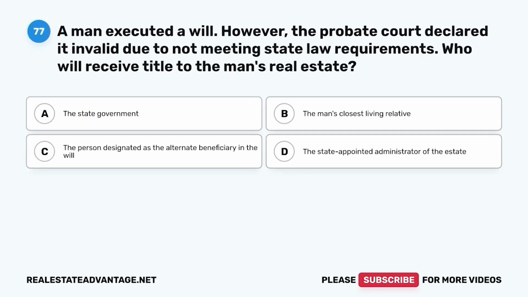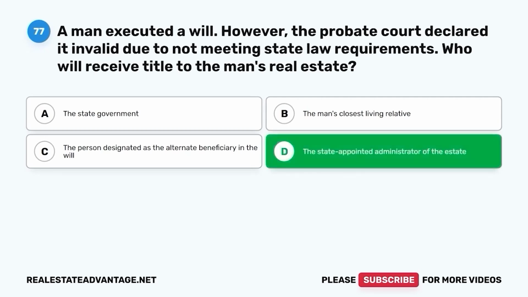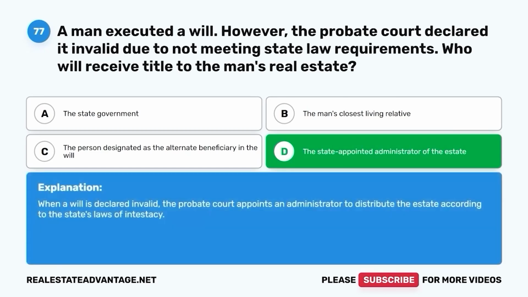Question 77. A man executed a will. However, the probate court declared it invalid due to not meeting state law requirements. Who will receive title to the man's real estate? A. The state government. B. The man's closest living relative. C. The person designated as the alternate beneficiary in the will. D. The state-appointed administrator of the estate. The correct answer is D. The state-appointed administrator of the estate. When a will is declared invalid, the probate court appoints an administrator to distribute the estate according to the state's laws of intestacy.